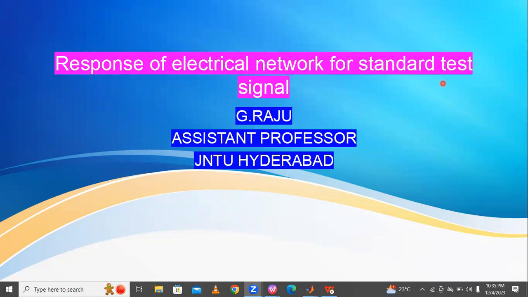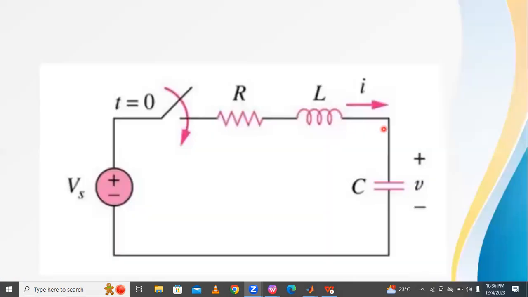For example, take a series RLC circuit. Then we have to apply the different types of standard test signals. Then what is the response? That can be understood by using MATLAB Symbolic. And this is one simple RLC circuit.